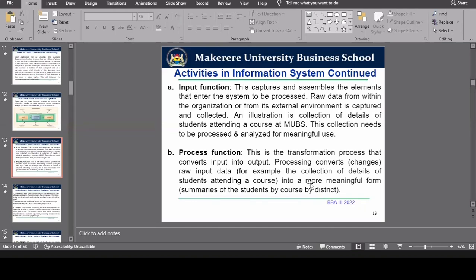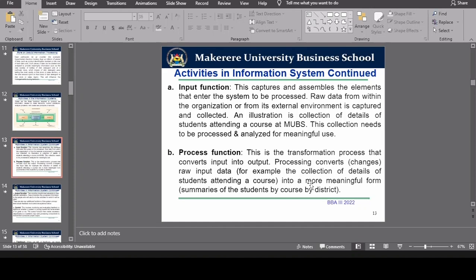An illustration is a collection of details of students attending a course at MOOCs. This collection needs to be processed and analyzed for meaningful use. When you look at a course like ICT 2, for example, it is done by almost all programs in MOOCs. BBA, apart from BBC and BOIM, you look at it from human resource, from arts and economics, BBA, BCom, whatever you want to call it. All of those programs do a course called ICT 2. But it doesn't make any meaning for us to just know that programs do ICT 2 without us making that relevant meaning out of the courses they do.